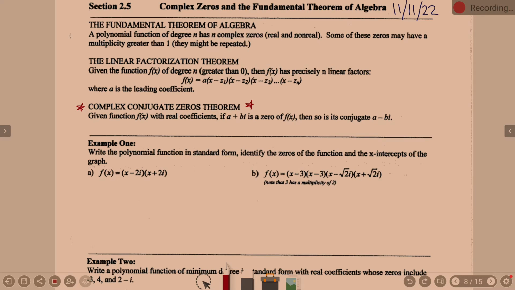But right here, if a plus bi is a 0, then so is its conjugate. You have to be aware of that fact because they might give you a 0, a plus bi, say 4 plus 5i. You have to be aware enough to say, oh, 4 plus 5i, I need to include 4 minus 5i, because they won't be nice and tell you at the same time. Okay? Put it up, Hannah.